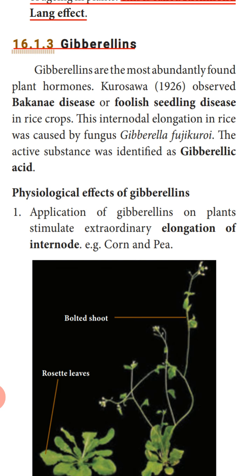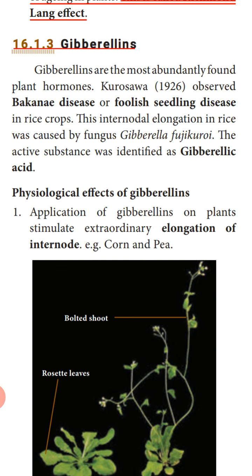the plant parts. So in the previous class, we studied about 2 plant hormones in detail, that is auxins and cytokinins. So today we are going to study the remaining 3 plant hormones. They are gibberellins, abscisic acid, and ethylene. So first let's study about gibberellins.